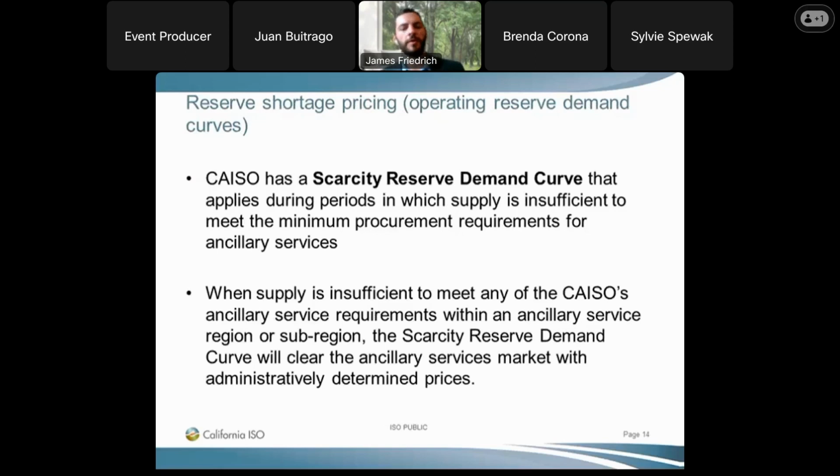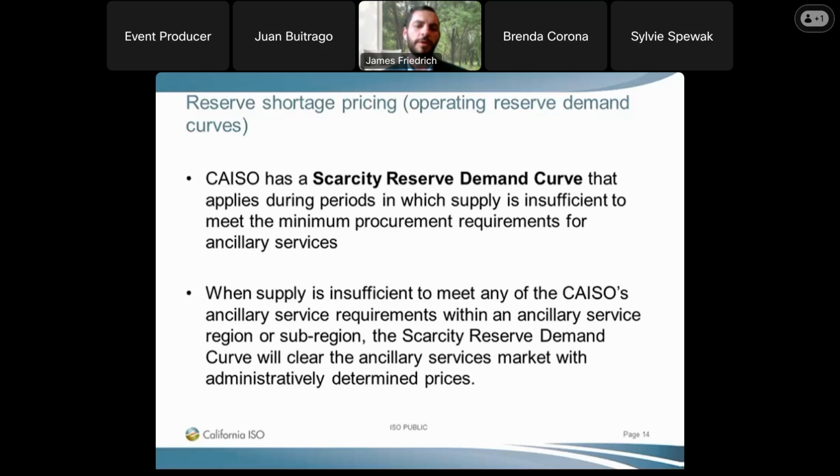Okay, so now that we understand the concept of what a surplus variable is and what it does and how it relates to pricing, we can start talking about each of the 4 scarcity pricing elements and their market mechanics. We'll start with reserve shortage pricing. Reserve shortage pricing is a generic term. CAISO's term for this in our BPMs and tariff is the scarcity reserve demand curve. The scarcity reserve demand curve applies during periods in which there's insufficient supply to meet the minimum procurement requirements for ancillary services.